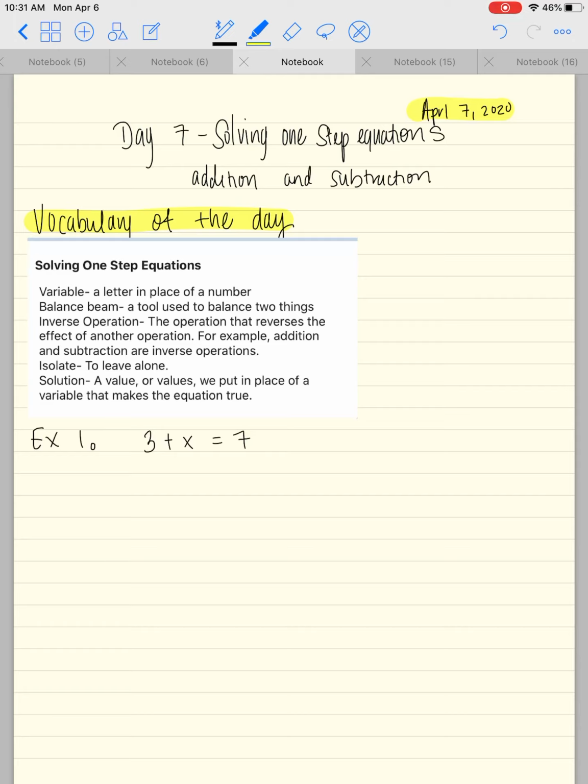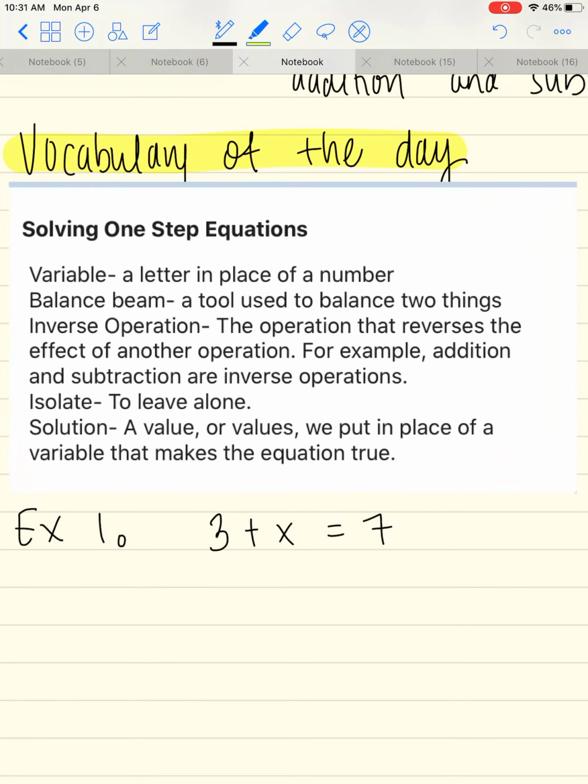And let's go ahead and start with the vocabulary of the day. Remember to pause the video as needed. You do not have to follow along with me as fast as this is going. So pause the video and let's discuss the vocabulary of the day.